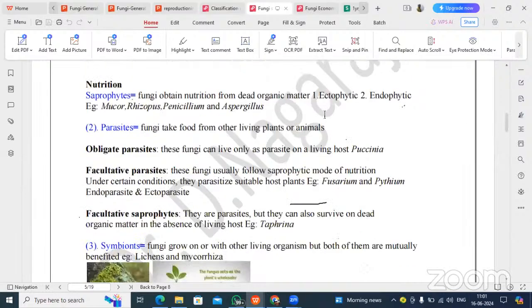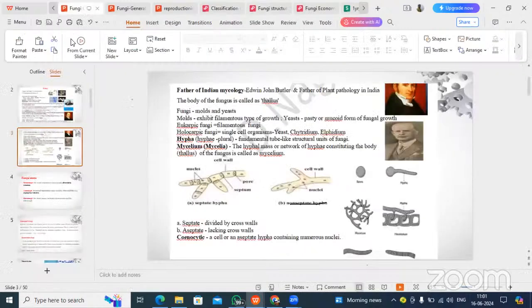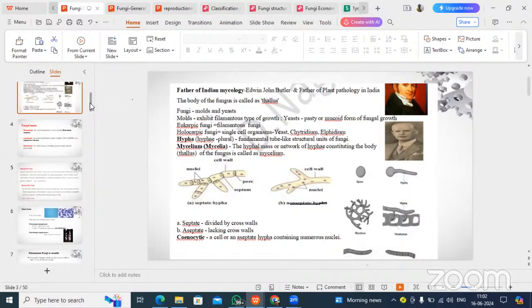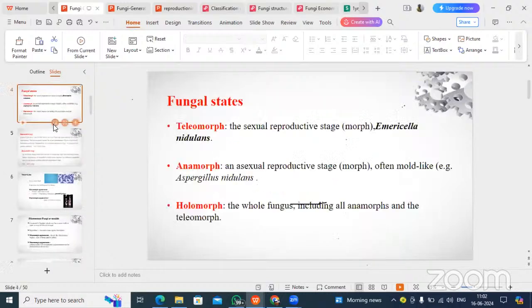And then we will go for the nutrition. Next one is the nutrition in the fungi. You know the nutrition, how it takes the food? Heterotrophic nutrition, a heterotrophic type of saprotrophic nutrition. In heterotrophic, there are types. What are those types? Saprophytic, parasitic, symbiotic.